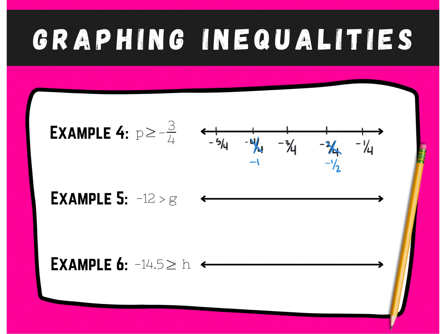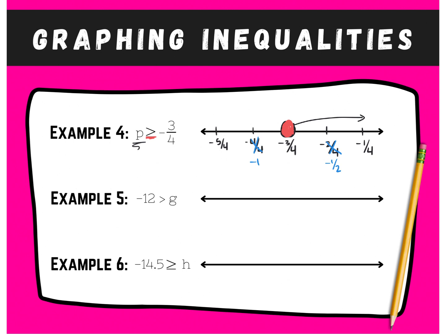So looking at the inequality I'm graphing, I want P to represent numbers that are greater than or equal to, just like on example 2, -3/4. So I'll circle my -3/4, and because I'm looking for values that are greater, I'll move to the right. And because it also says equal to, I'll fill in my circle. So hopefully you're noticing a pattern. If you've got this equal to sign, your circle is going to be filled in. Otherwise, it's not.